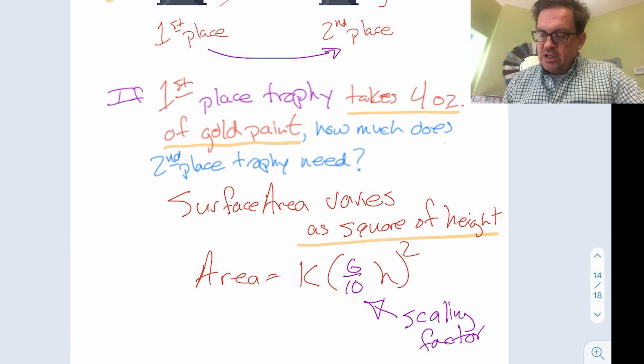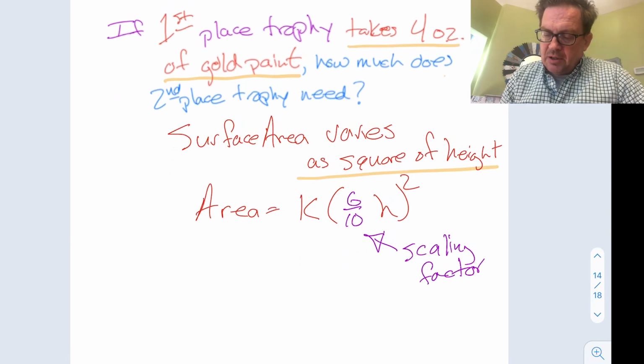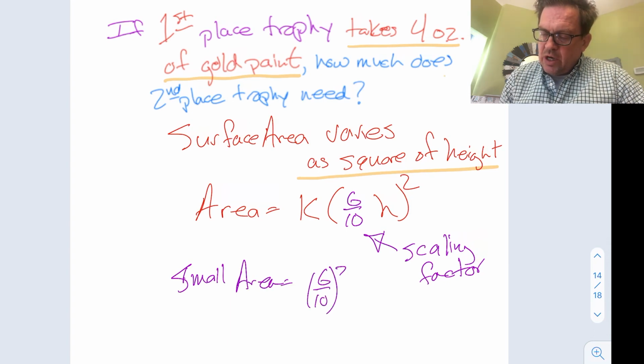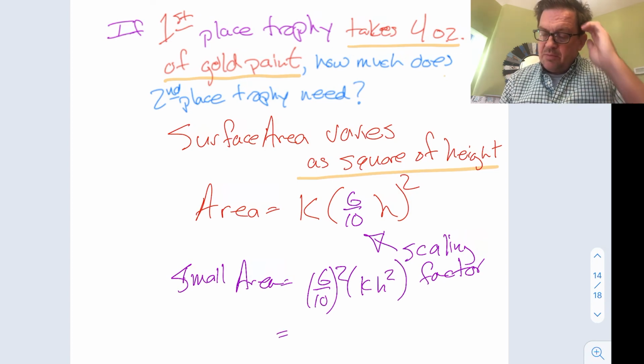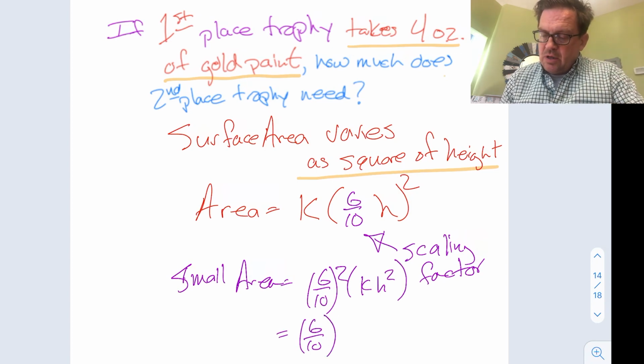So how does the area change? Well, the area then, the small area, is 6/10 squared times kh squared. So it's going to be 6/10 squared of the big surface area.